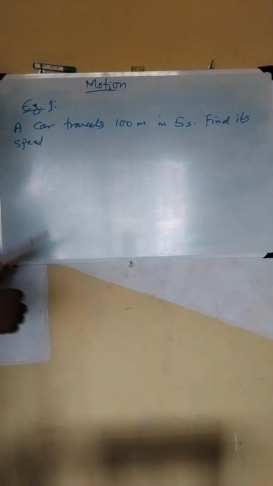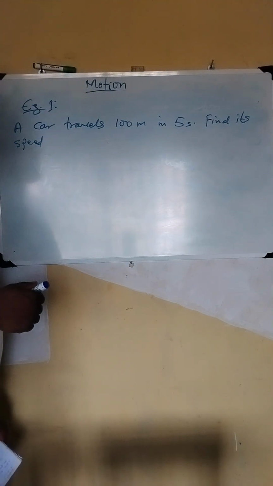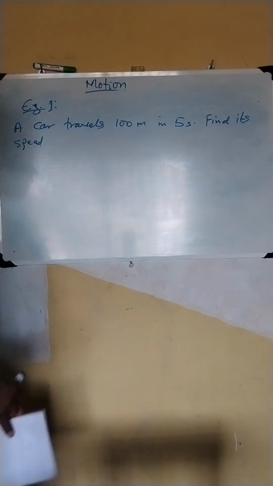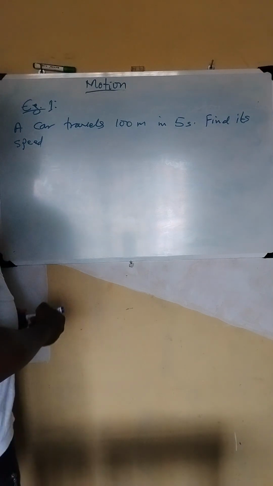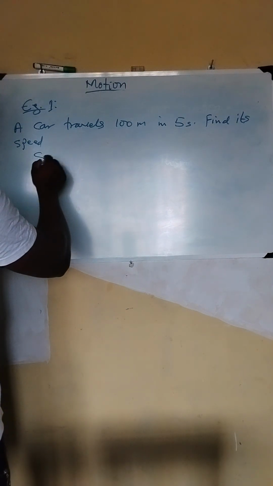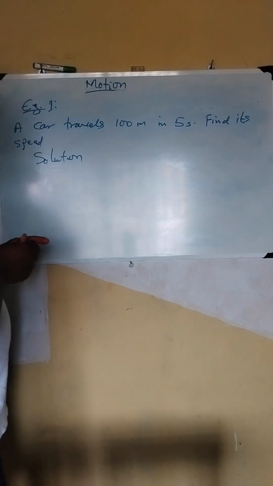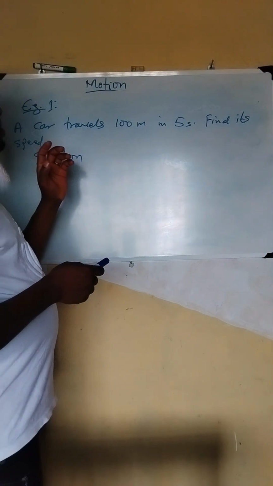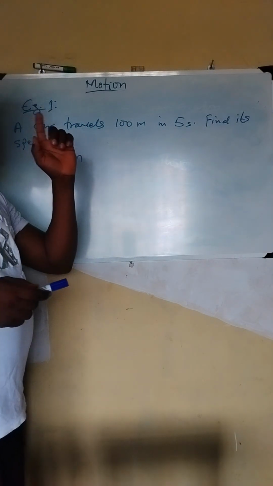A car travels 100 meters in 5 seconds. Find its speed. All right, so if you look at this, solution. I told you before you solve any problem, you need to understand the unit. Understand the unit. Then if you understand the unit, you will know exactly what to do.